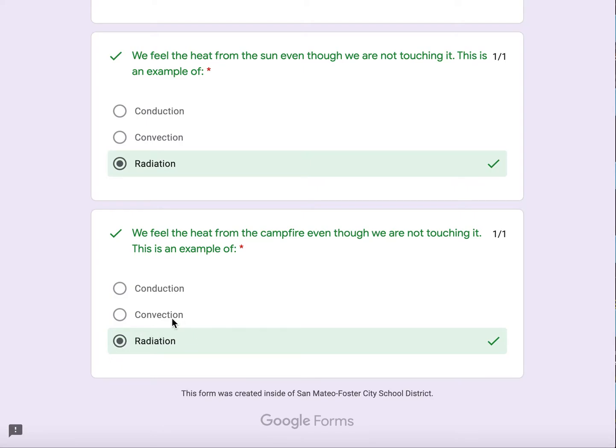Radiation happens when you feel the heat even though you are not touching it at all. And it can be millions of miles away, just like the sun.